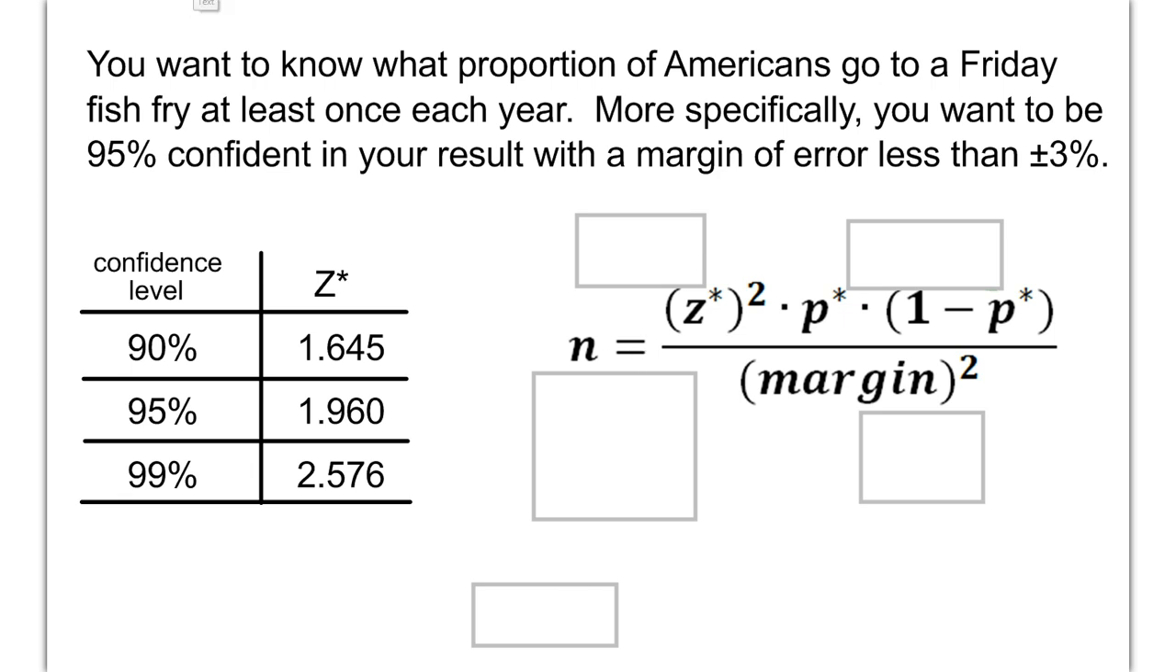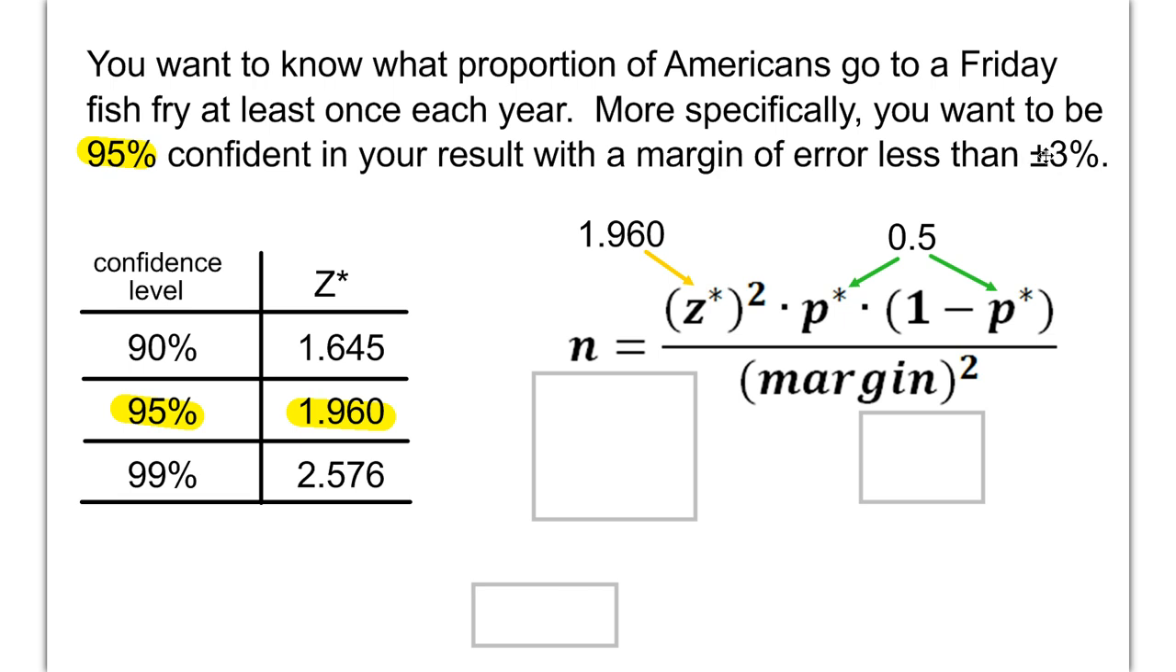First thing we can look at is z-star. It says 95% confident in your result. So 95% confidence means a z-star of 1.960. So we plug that in. Then we have our p-star. We don't have any preliminary data in here, anything that suggests what they think the proportion might be. So we're just going to go with our safe bet of 0.5. We'll plug that in for both of our p-stars.